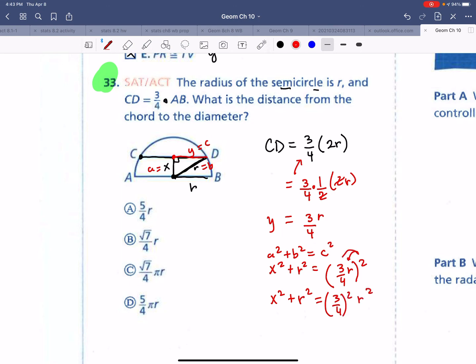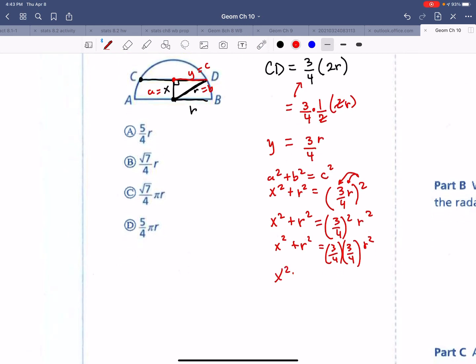So I'm going to distribute the exponent. And this would look like this. And then I'm going to solve for X, right? So I can subtract R squared from both sides. So X squared is equal to 9/16 R squared minus another 1 R squared, or 16/16 R squared.